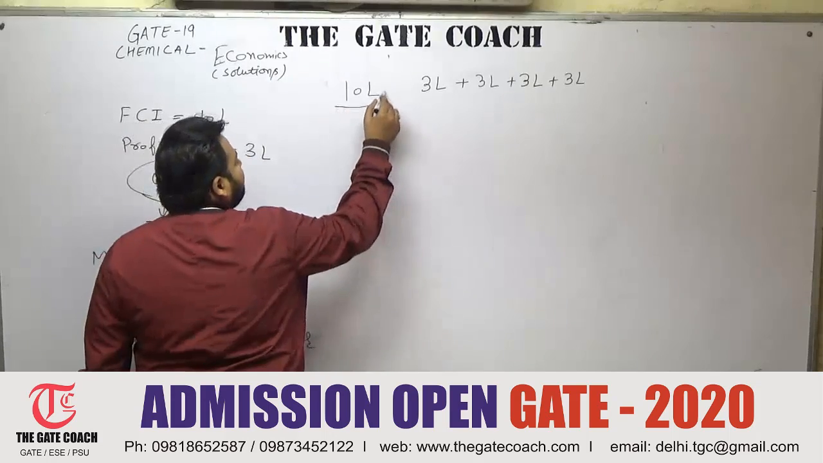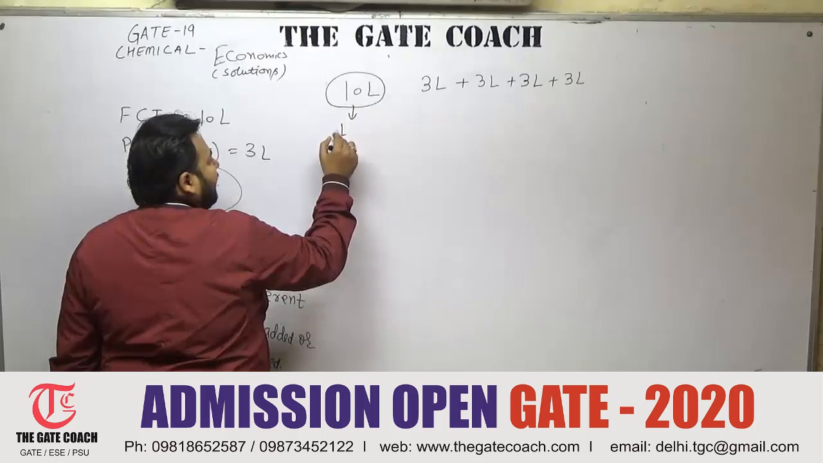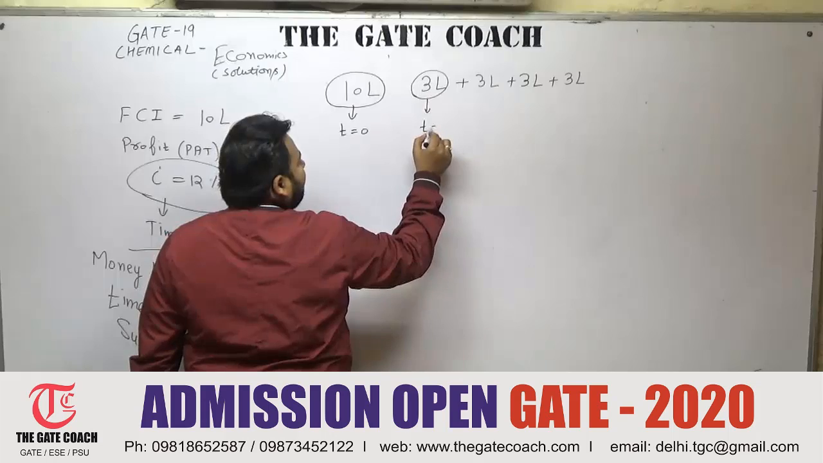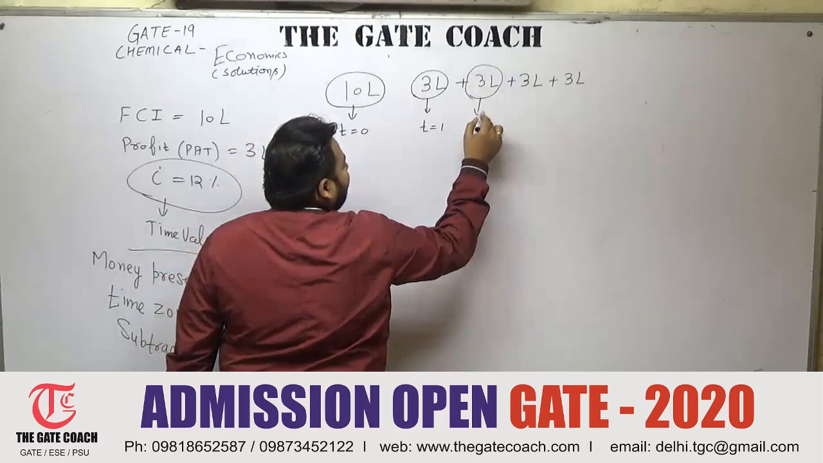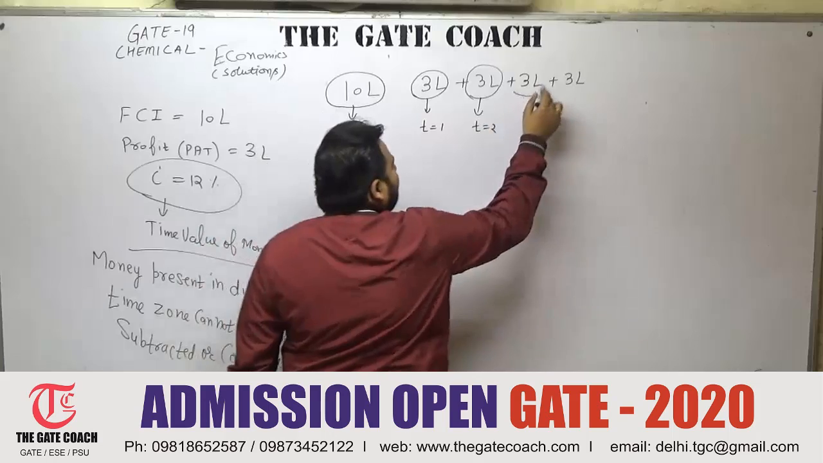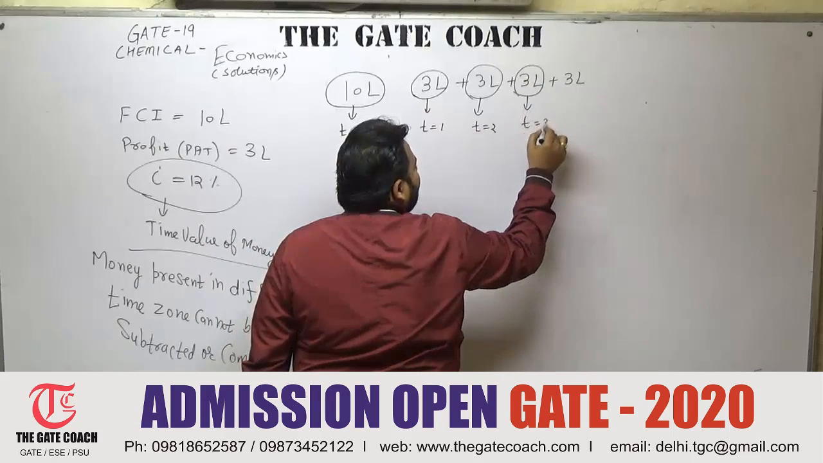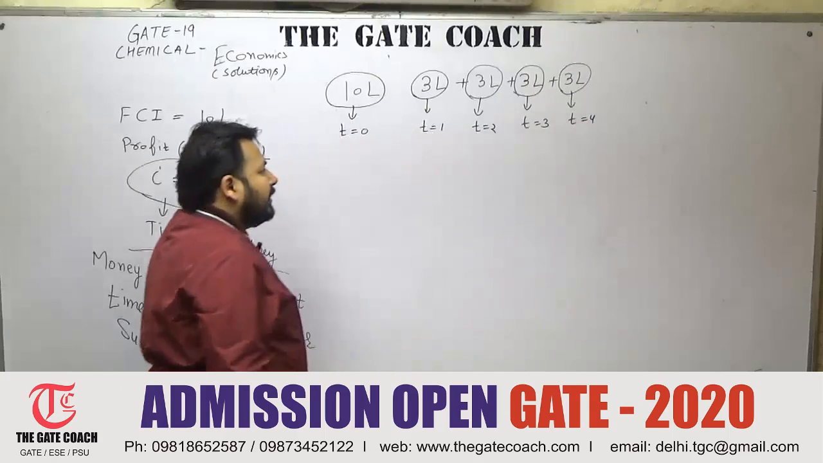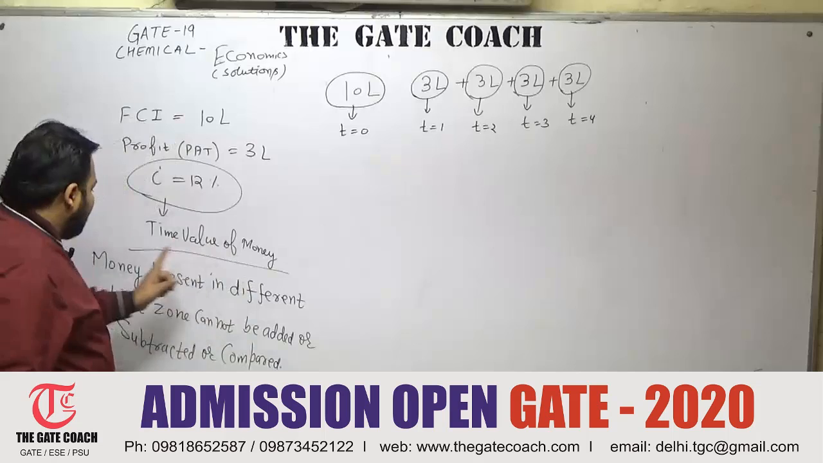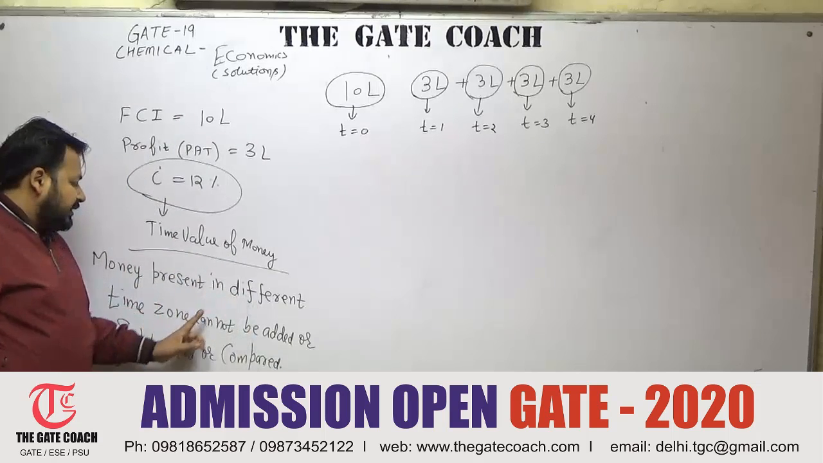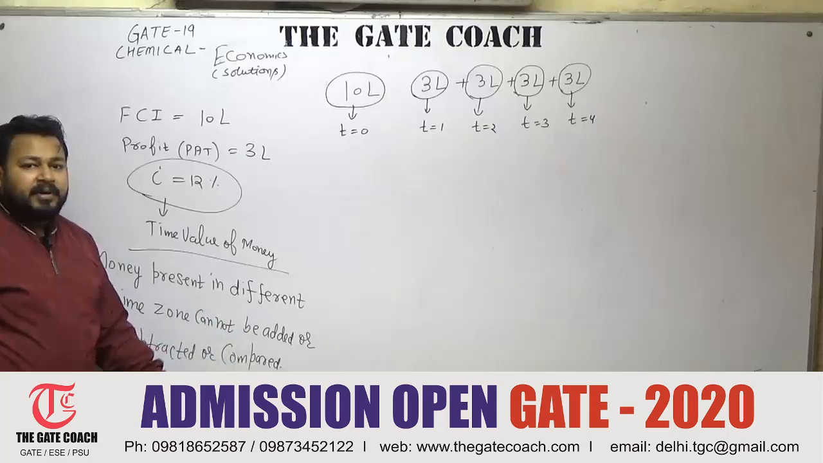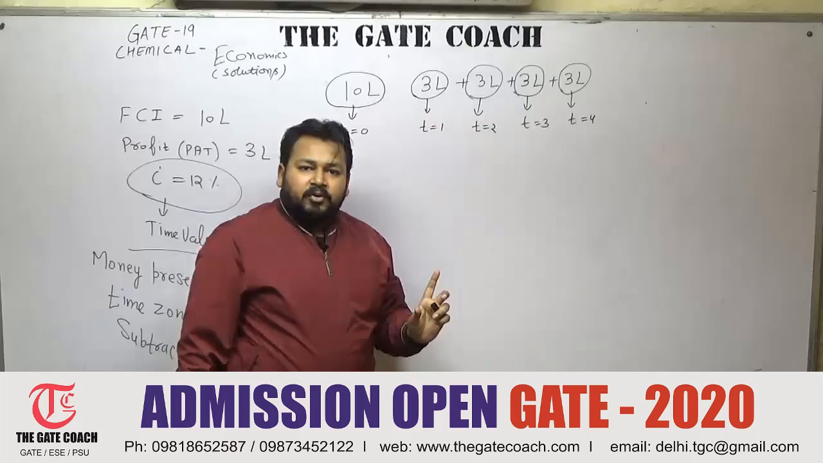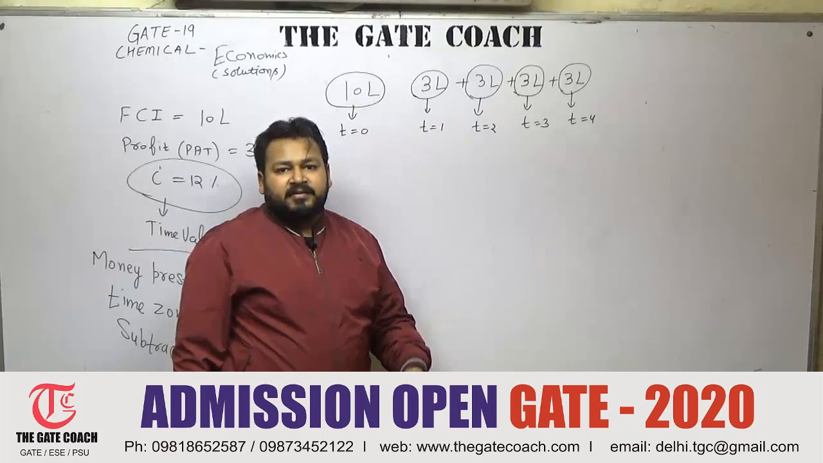But this 10 lakh is at the time t equals 0. This 3 lakh is at the time t equals 1 year. This 3 lakh is at t equals 2 years. This 3 lakh is at t equals 3 years. And this 3 lakh is at t equals 4 years. According to the time value of money concept, money present in different time zones cannot be added, subtracted or compared. So I cannot compare or add them, because the interest rate is given and the time value of money concept is used.